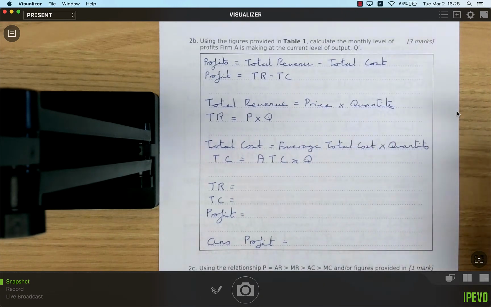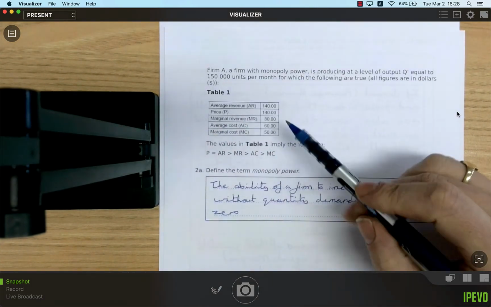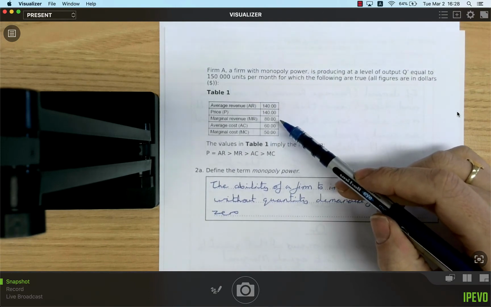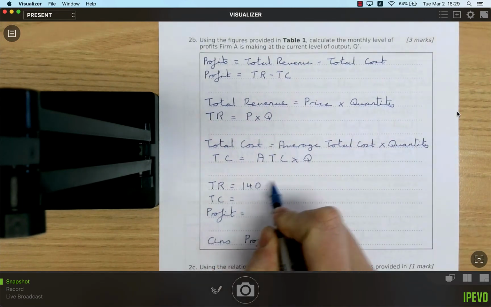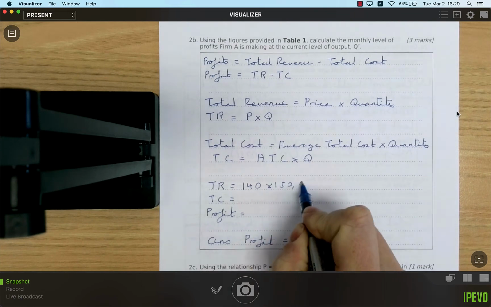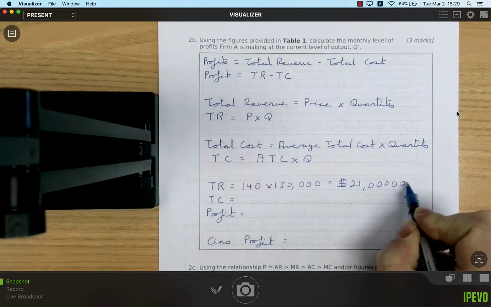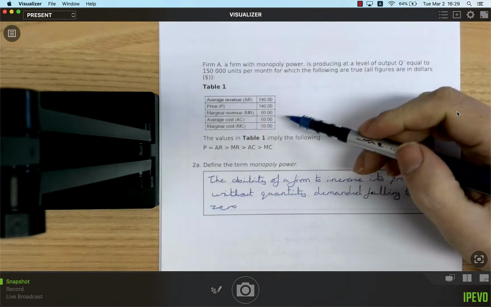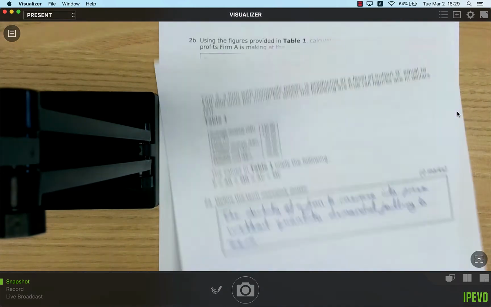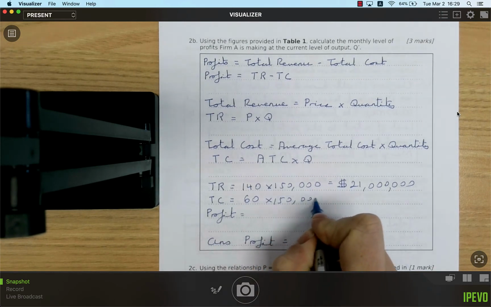So looking back at these figures here, what's the price and what's the quantity? Well, the quantity is 150,000 units, as we can see here. The price is 140. So to calculate total revenue, we've got 140 multiplied by 150,000, and that, I believe, equals 21 million. Now for total cost, that's average total cost, which is 60, times the quantity, which is 150,000. So we've got 60 times 150,000, and I worked that out as 9 million.